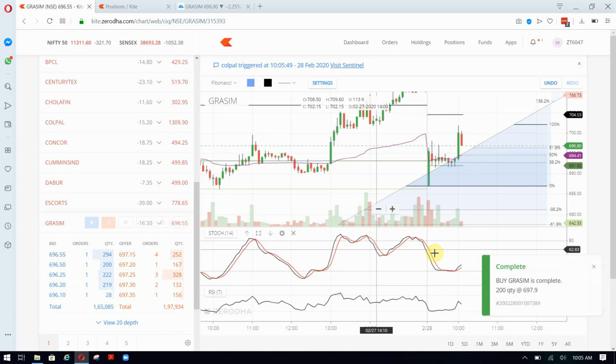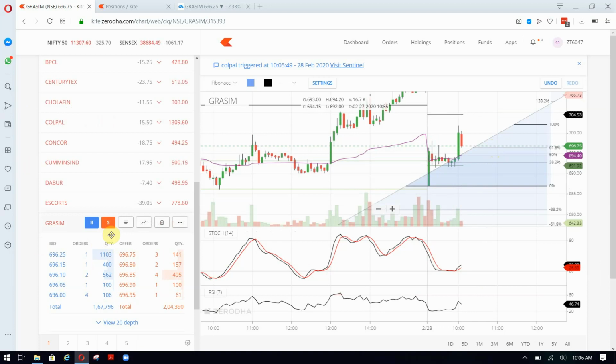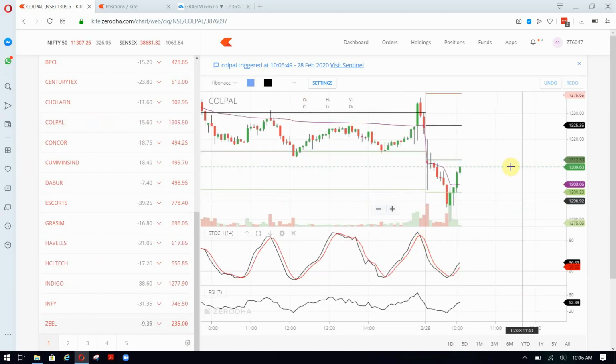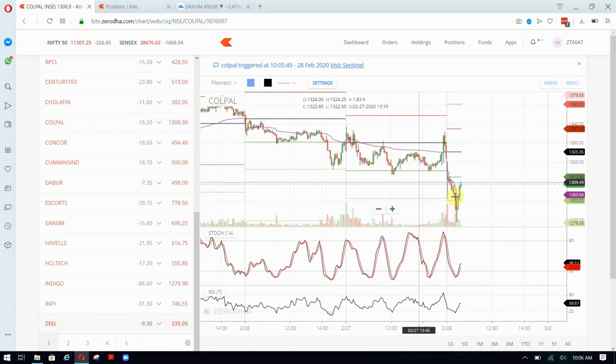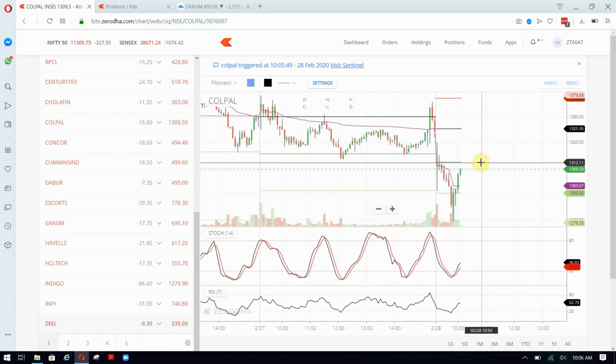See, I got my point. Even that 61 percent is achieved. So now we have one more stock called Colgate Palmolive. I think it will reverse again. Should I short or not? I am not having a definite point at this moment.